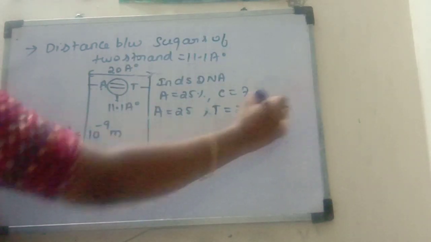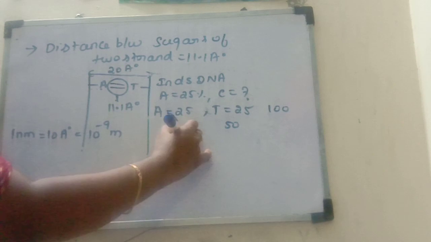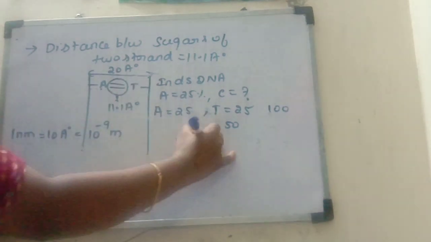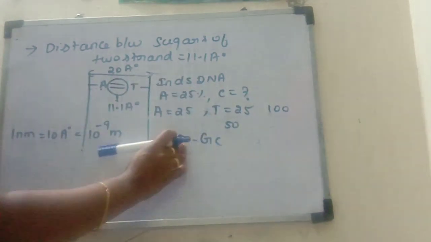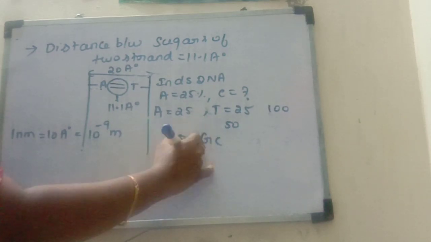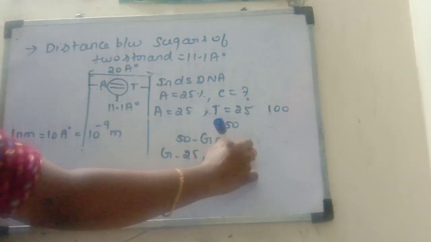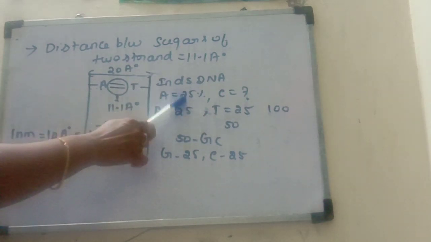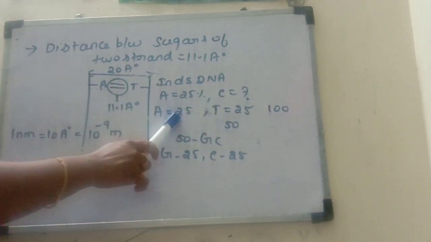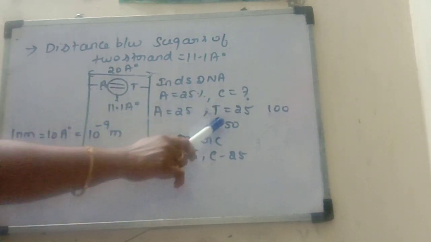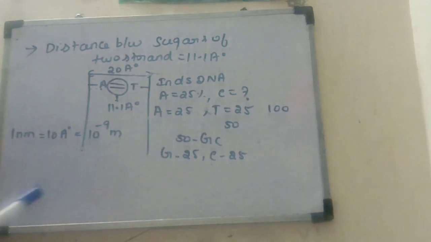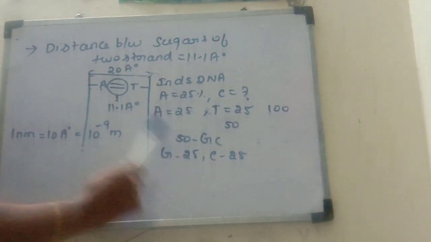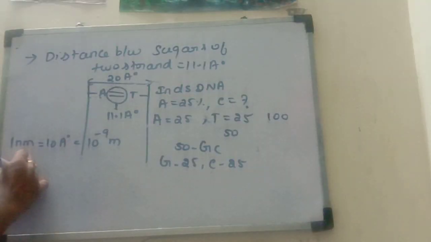So out of 100, 50 is over. The remaining 50 will be GC. So GC is 50 means what is the percentage of G alone? 25. What is the percentage of C alone? 25. So if you know the concentration of one base, we can easily calculate the other bases. Adenine 25, thymine also 25, so 25 plus 25 is 50, 50 is over, so the remaining 50 will be GC. So G 25, C 25.